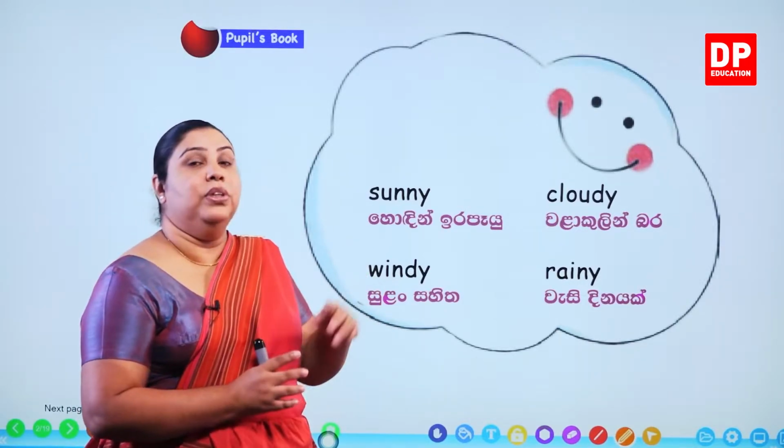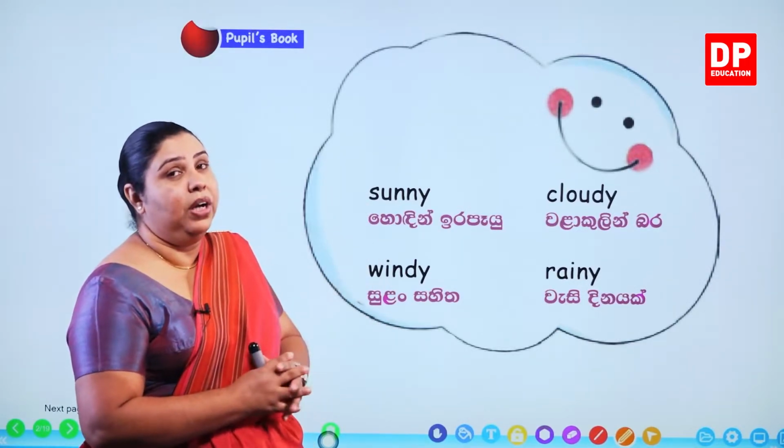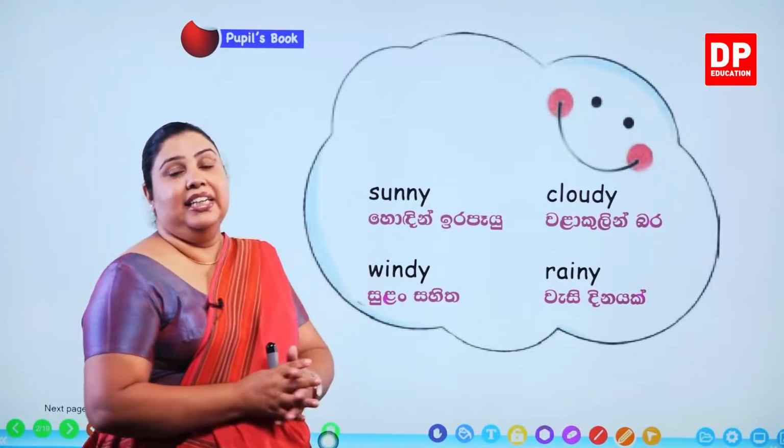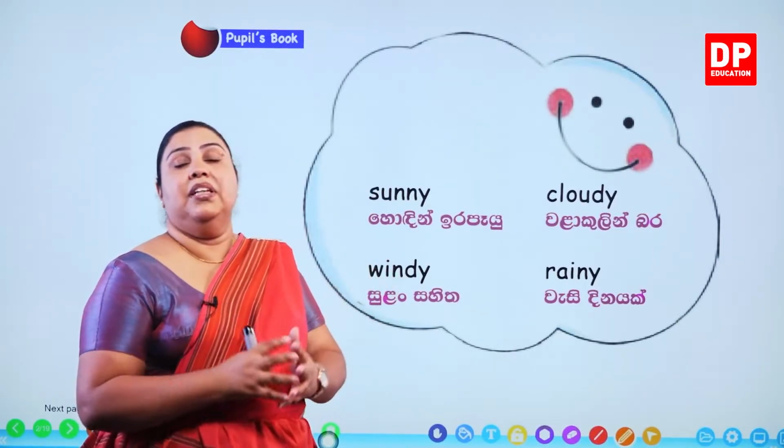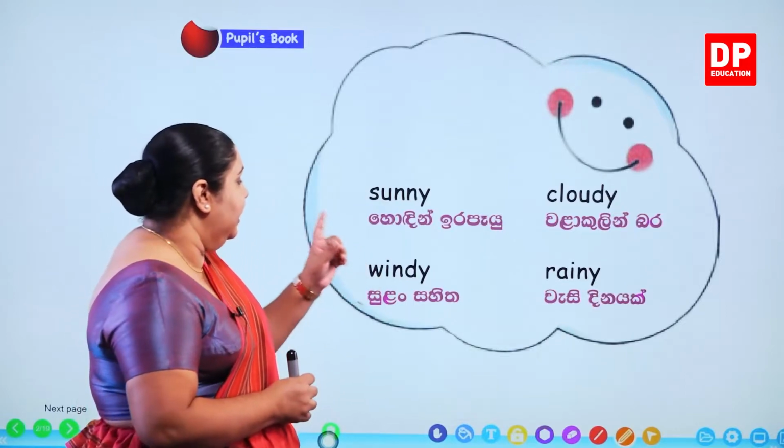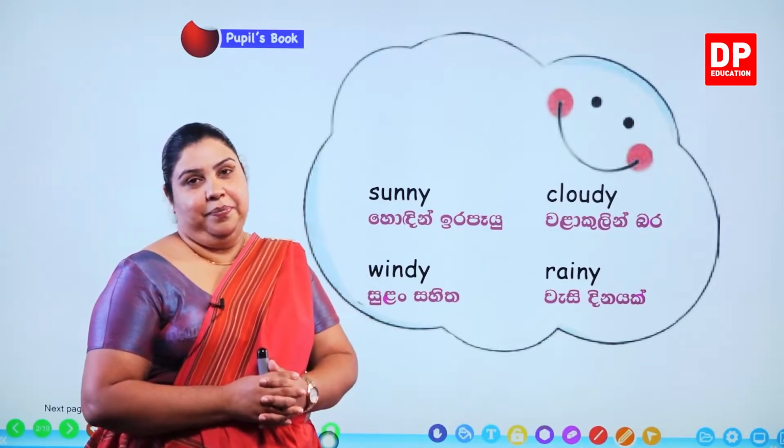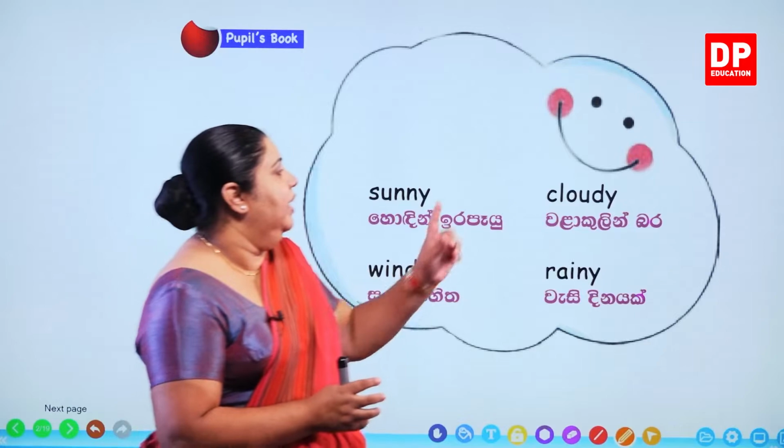Windy. දැන් හොඳට ඉර පායලා තියෙන දවසට අපි මොකද්ද කියන්නේ? sunny day කියලා කියනවා. තදින් හුළඟ හමන දවසට අපි මොකද්ද කියන්නේ? It's a windy day. What is the next word?